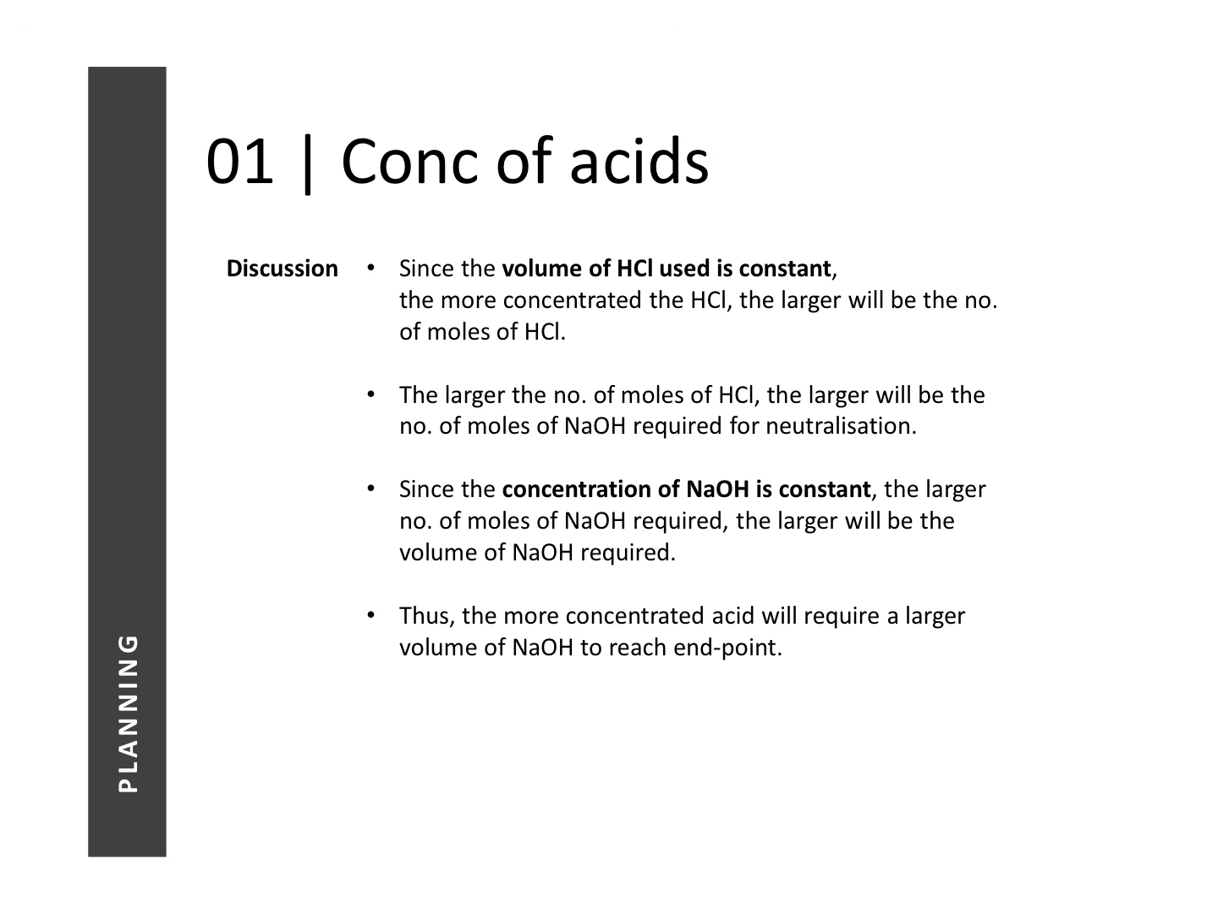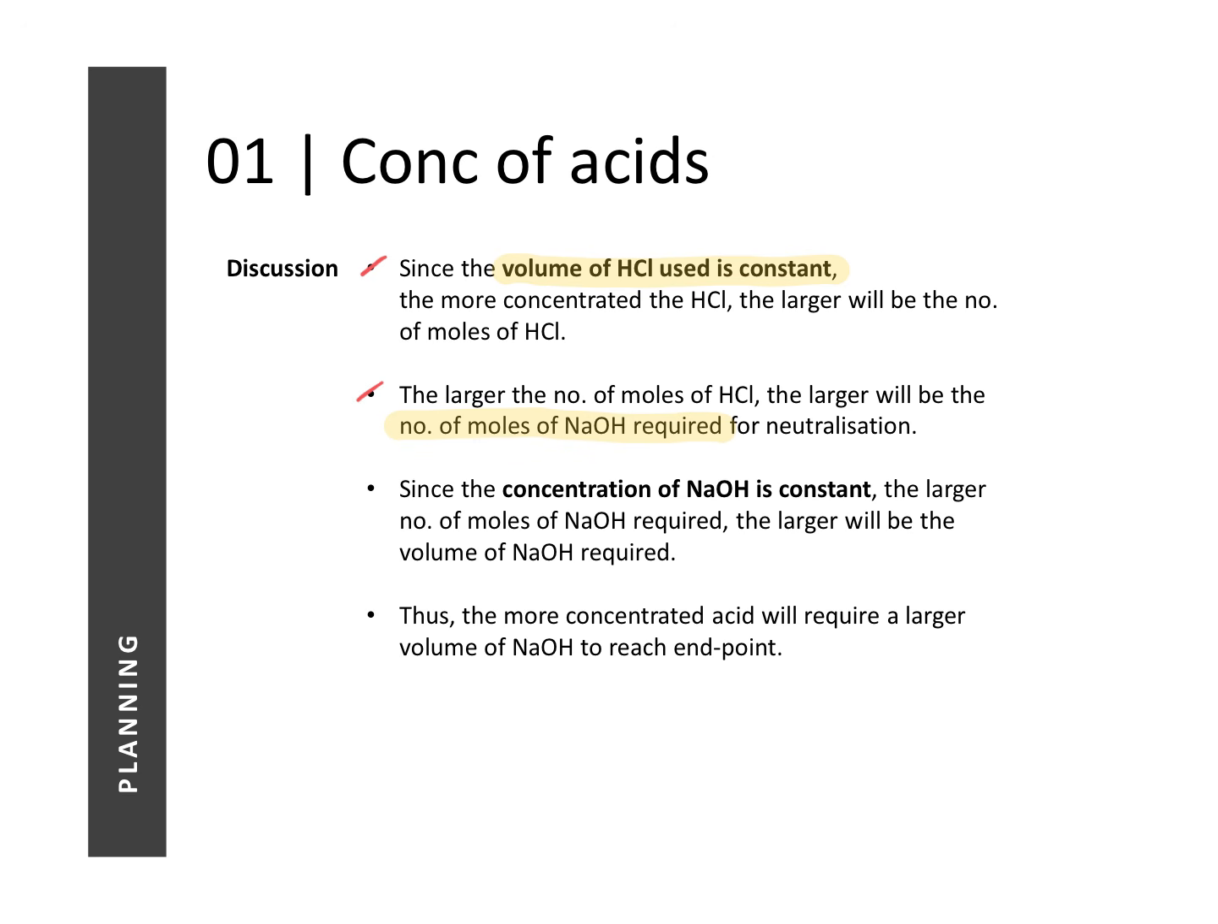Firstly, since the volume of acid used is constant, that means in each titration, the volume of HCl or A1, A2 and A3 are kept constant. So the acid that's the more concentrated one would contain a larger number of moles of HCl. That's the first point. Next, if the more concentrated acid contains a larger number of moles of HCl, you will therefore require a larger number of moles of NaOH for neutralization. That's the second point.